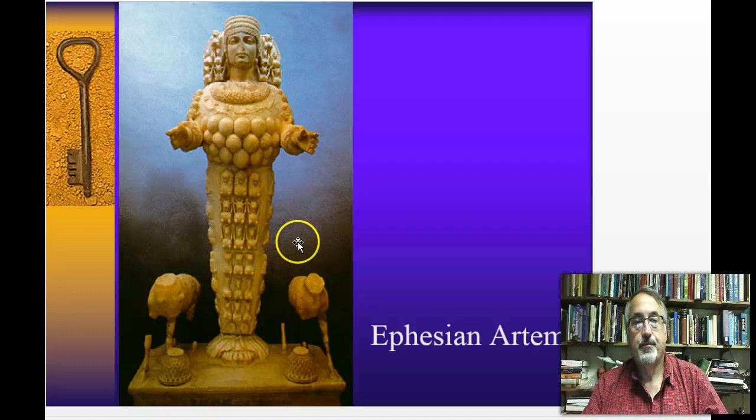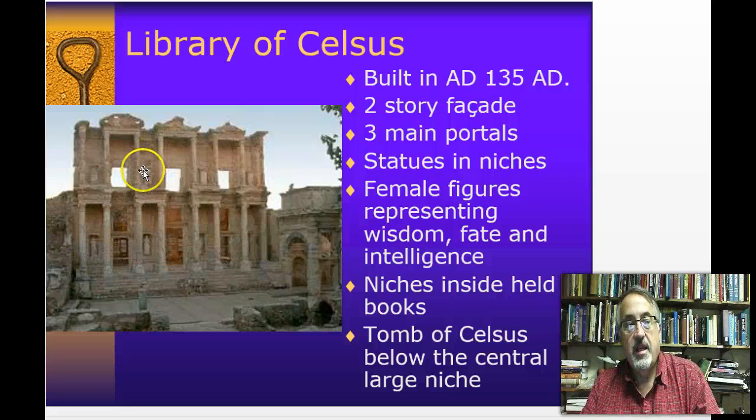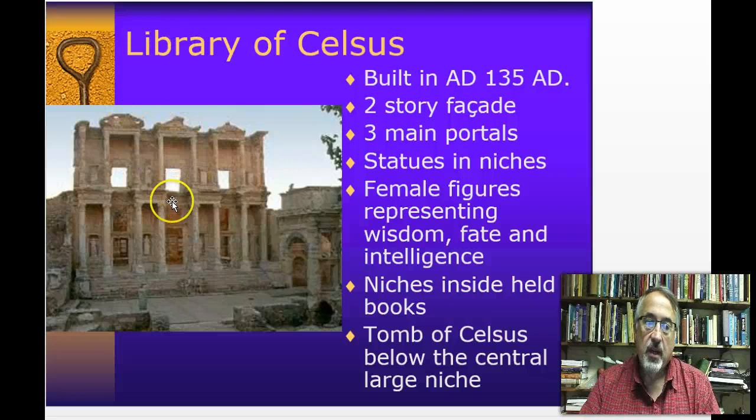Here's a street in Ephesus, just to give you an idea what it looks like. The Library of Celsus here. And here it is again. This was built in AD 135. Paul would not have seen this, of course. It's a large library. It was a facade. It was actually made in sort of an interesting way to get somebody buried in the city. You weren't supposed to bury anybody in the city.